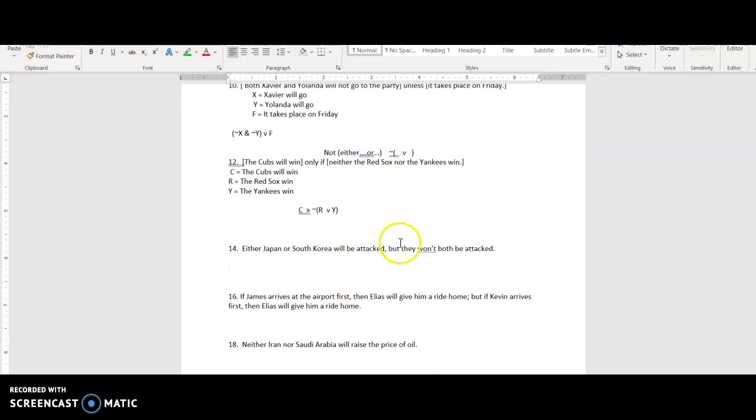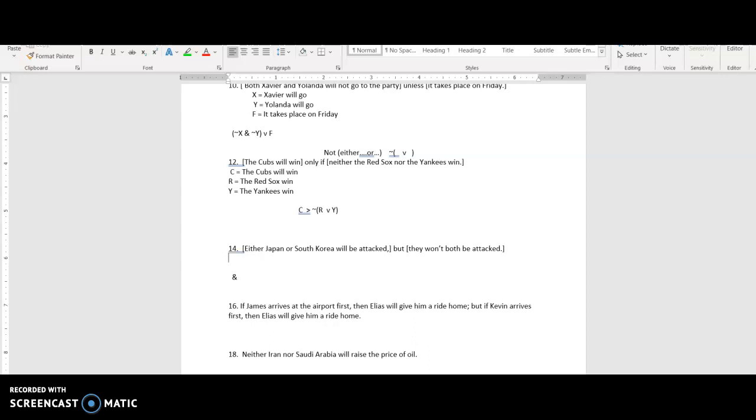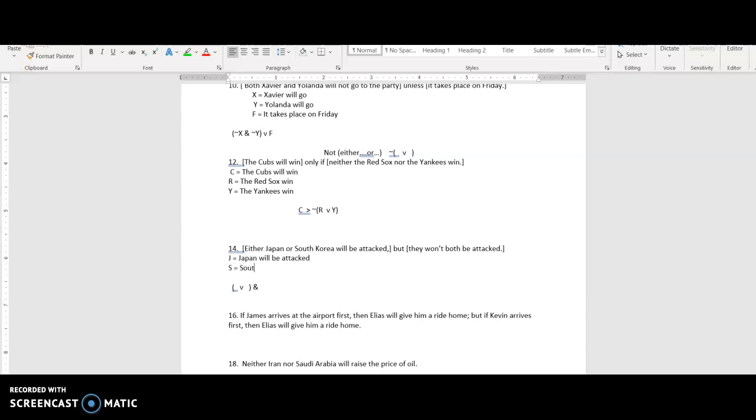All right, number 14. Either Japan or South Korea will be attacked, but they won't both be attacked. All right. So again, the but here is the main operator, right? Which we know is translated with the conjunction. So what comes before the but is the left conjunct, and what comes after the but is the right conjunct. So what comes before is a disjunction, right? An either or sentence. Either Japan or South Korea will be attacked. All right. So J equals Japan will be attacked. S equals South Korea will be attacked.